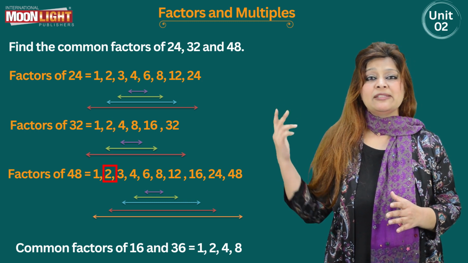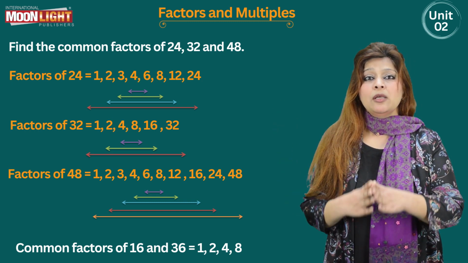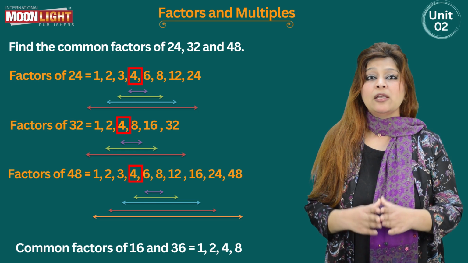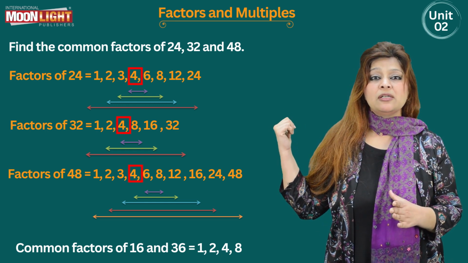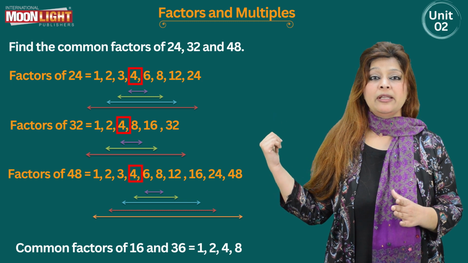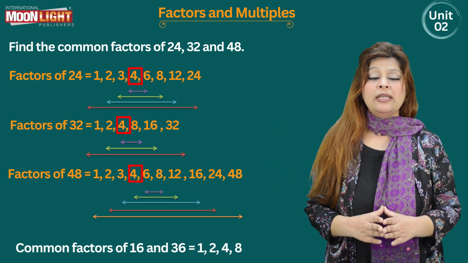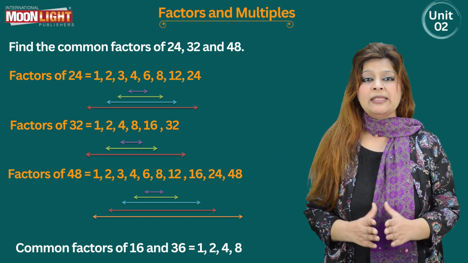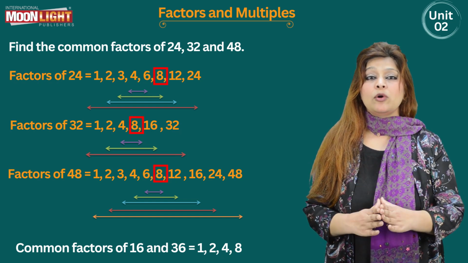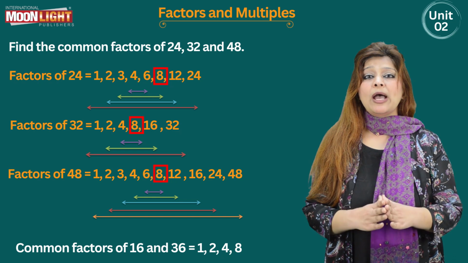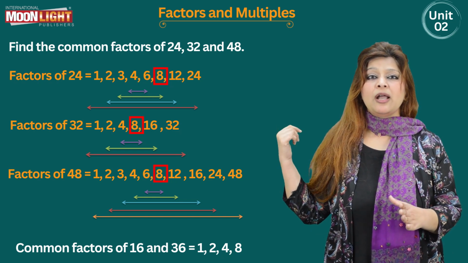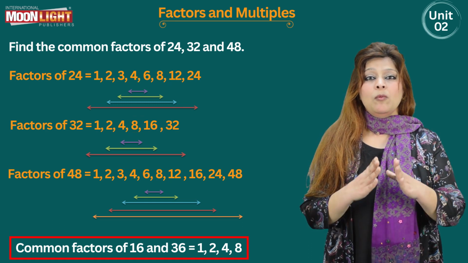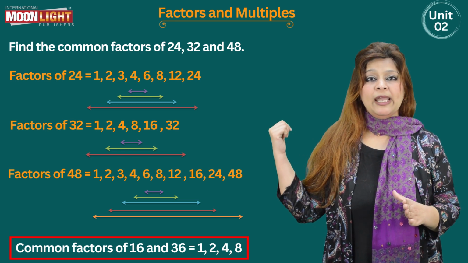Now I have to check which next number is common in these 3 given numbers. Here the factor which is common is the number 4. So I will circle the number 4 in these 3 given numbers' factors, and then I am going to write it down over here after a comma. Now I have seen that the number 8 is also common in the given factors of the numbers 24, 32 and 48. So I am going to write 8 over here also after a comma. So these are all the common factors of the given 3 numbers, that is 1, 2, 4 and 8.